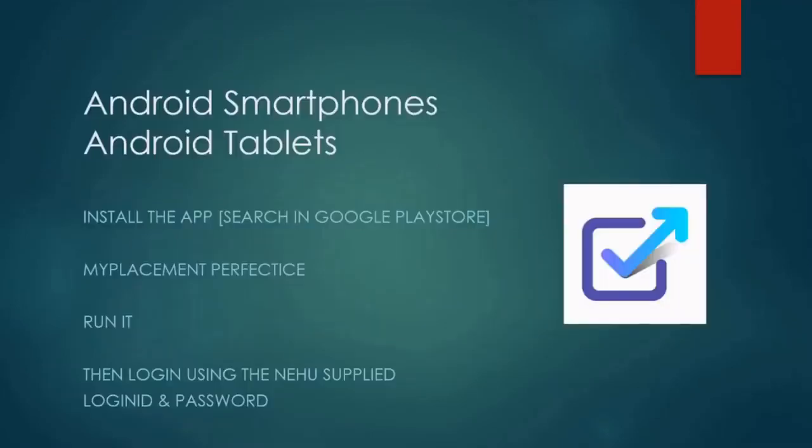There will be two types of devices on which you will be appearing for the exams online. The first type of device are the Android smartphones and Android tablets, essentially whatever device is powered by the Android operating system. In such devices, you must install an application called My Perfectus Placement. You can search for it in Google Play Store and install it.